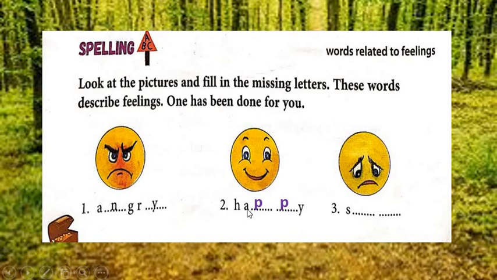H-A-P-P-Y. Happy. Okay, children. Now, see this face. Number three, third face. S. Then two blanks are given. Then what will come? A. One letter is A. S-A-D. Sad. Okay, children. So, angry. This face is angry. This face is happy. And this face is sad. Okay? Yes.